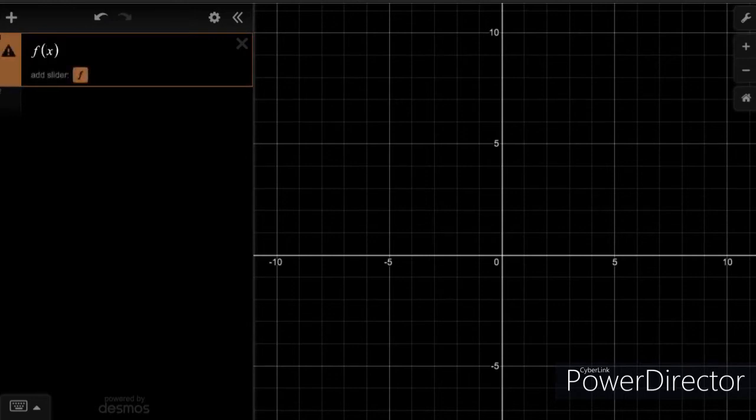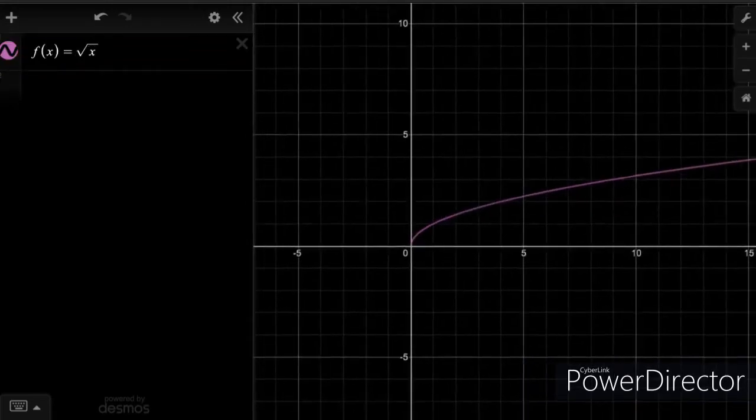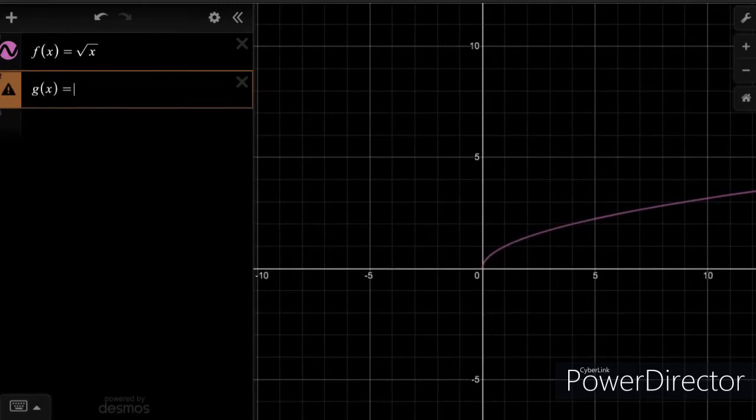Let's say that I had a function f of x, and it is equal to the square root of x. So that's what it looks like, fairly reasonable. Now let's make another function, g of x, and I'll start off by also making that the square root of x. So no surprise there, g of x was graphed right on top of f of x.